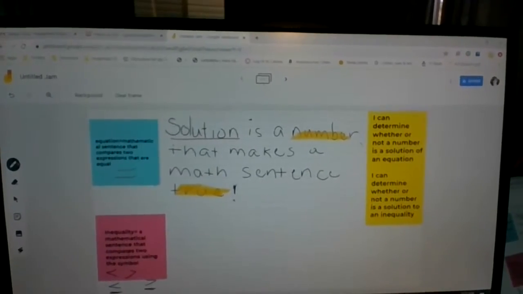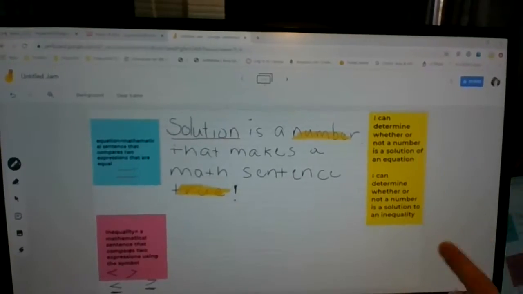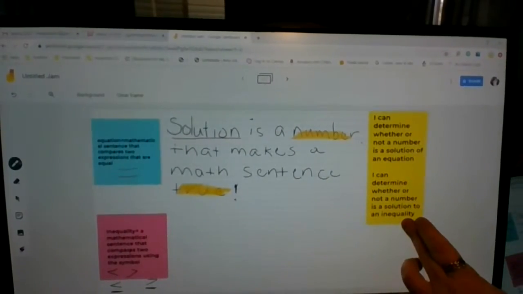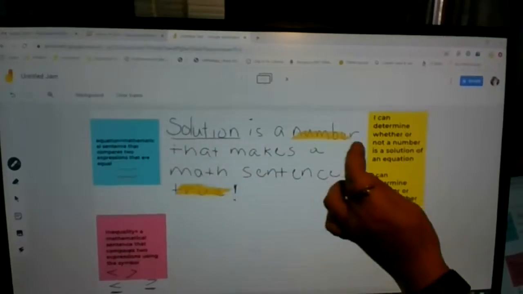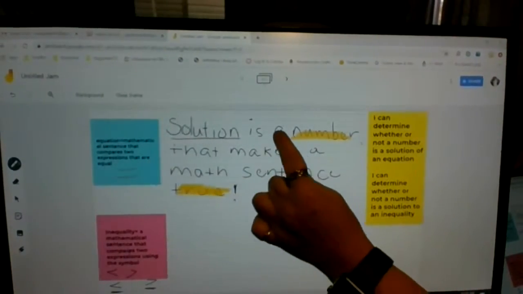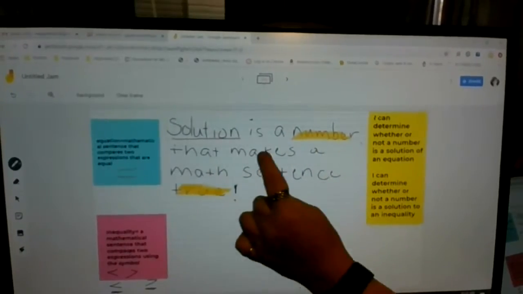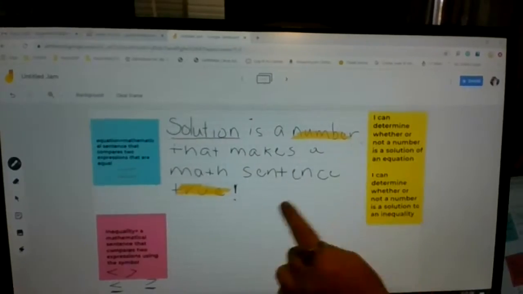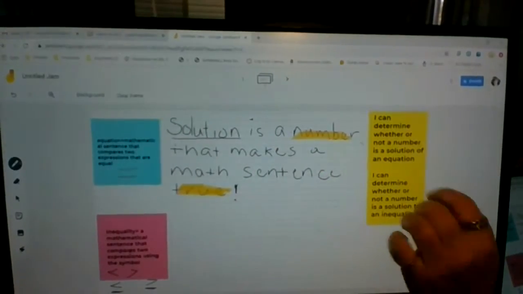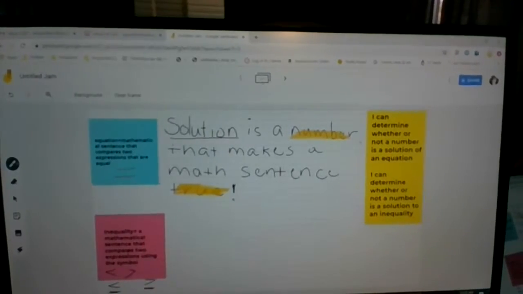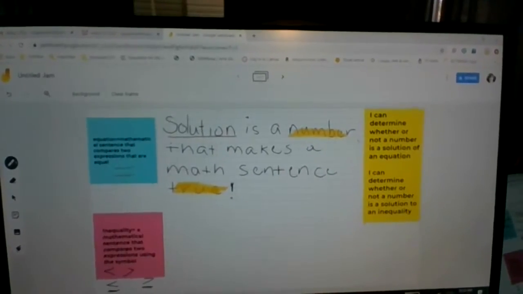All right, so today's point is, can we determine whether or not a number is a solution to an equation or an inequality? So I'm going to start with this word solution. It's nice and big on the screen so that you can see it. A solution is a number that makes a math sentence true. We've done a little bit of this kind of work before, and you might remember it as I go through today's examples.